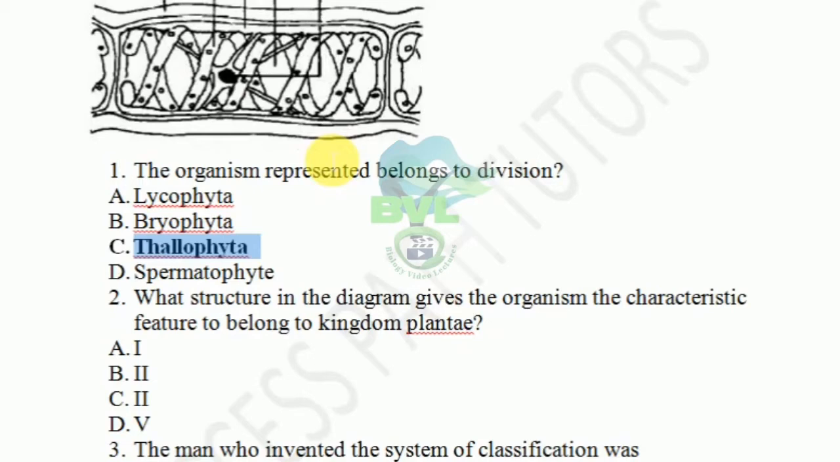Alright, what structure in the diagram gives the organism the characteristic feature to belong to kingdom Plantae? Because there's something that all examples of kingdom Plantae are meant to have, and that is chloroplast. And what's chloroplast in here? That's your 2. So that's going to be 2, because every organism in kingdom Plantae should have chloroplast. That's why they can photosynthesize.